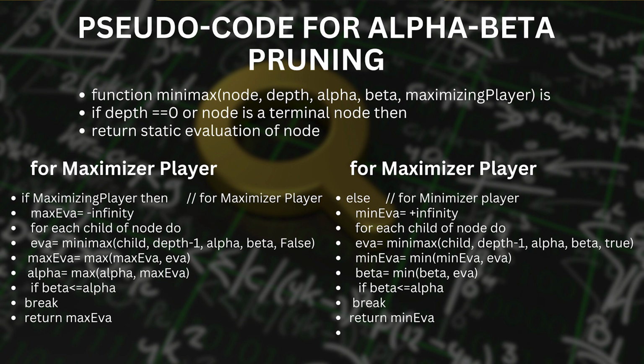For each child of node, do evaluation is equal to minimax child, depth minus 1, alpha, beta, true. Min evaluation is equal to min of min evaluation and evaluation. Beta is equal to min of beta and evaluation. If beta is less than or equal to alpha, break. Return min evaluation. So, this is all about the pseudocode.